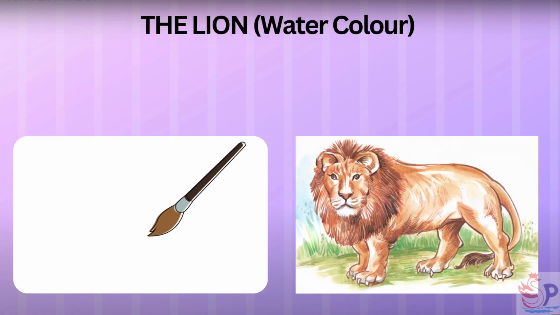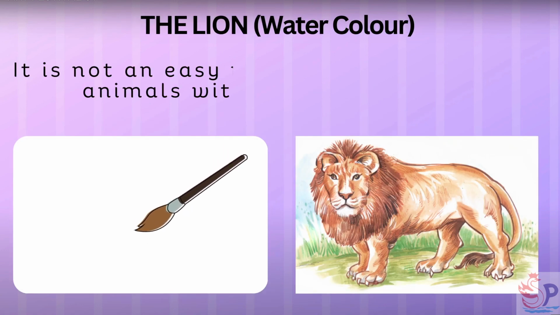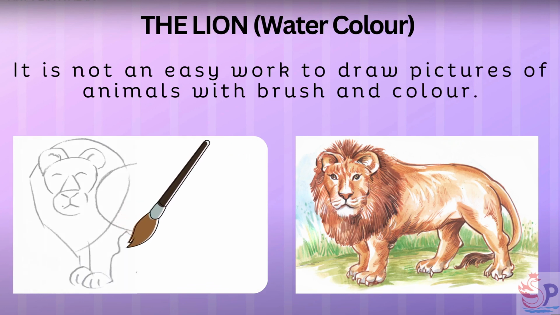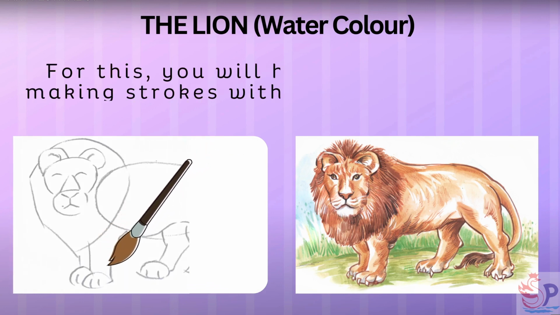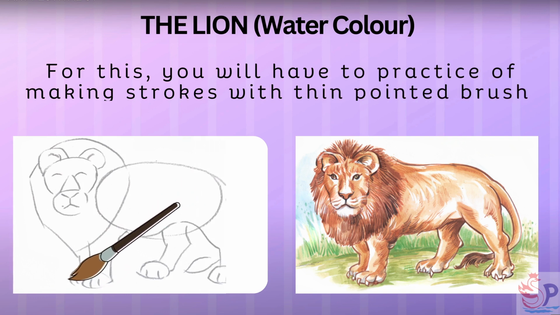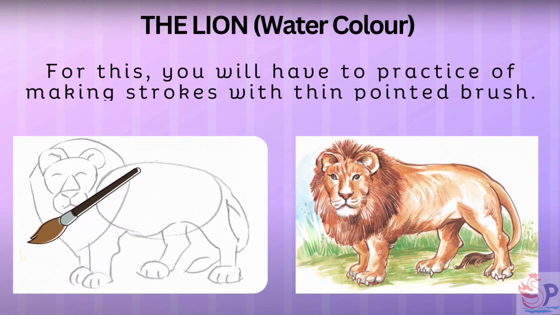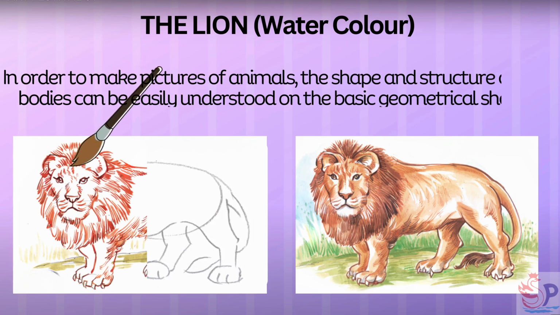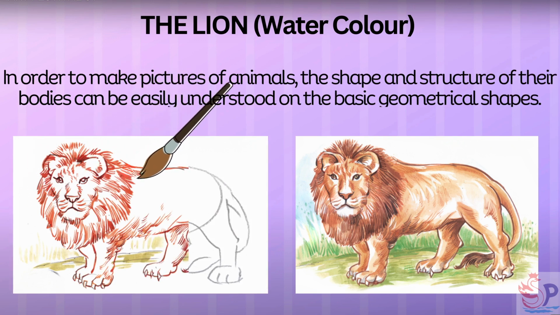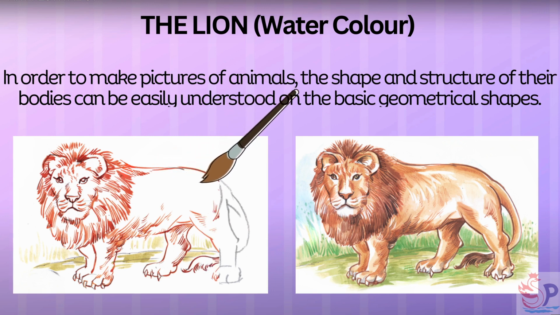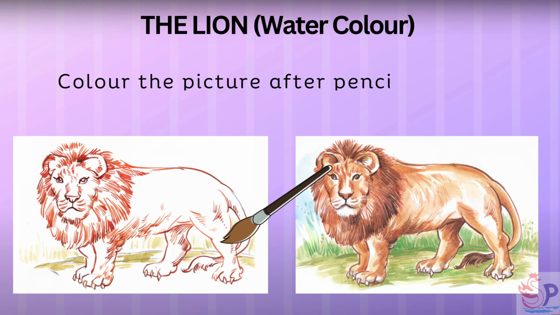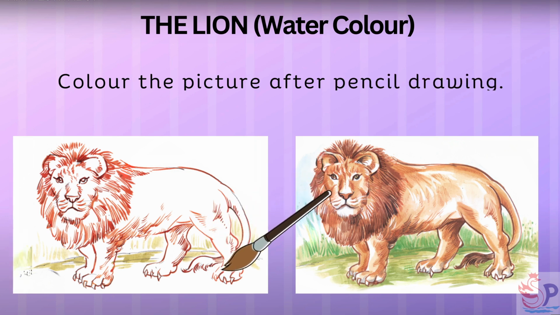The lion, watercolor. It is not an easy work to draw pictures of animals with brush and color. For this, you will have to practice making strokes with a thin pointed brush. In order to make pictures of animals, the shape and structure of their bodies can be easily understood on the basis of geometrical shapes. Color the picture after pencil drawing.